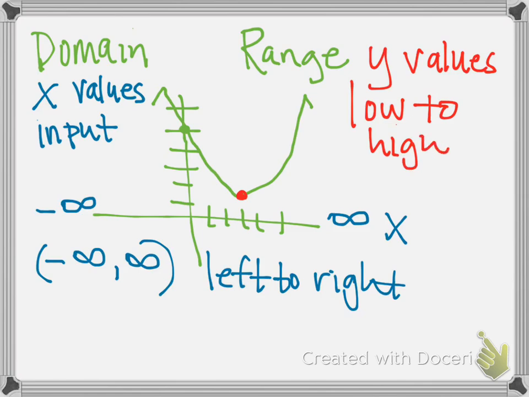So in this graph, I always take my hand and go low to high. And the low point, because the vertex was 3, 1, the low point is 1. And it goes up forever. These arrows mean forever. So low to high. That's how you write it.